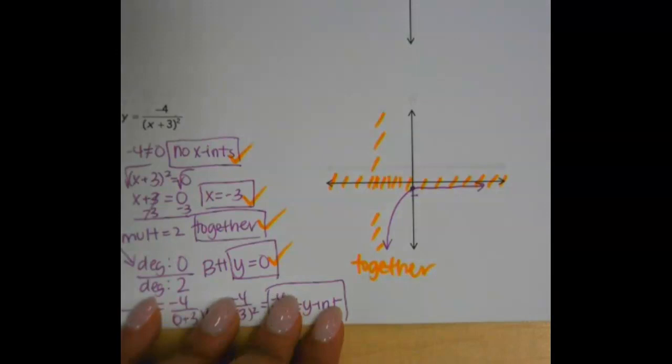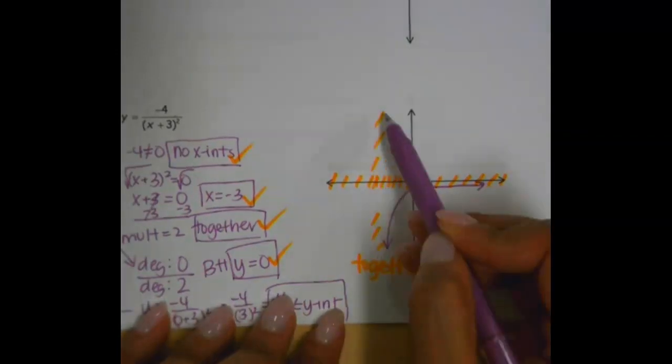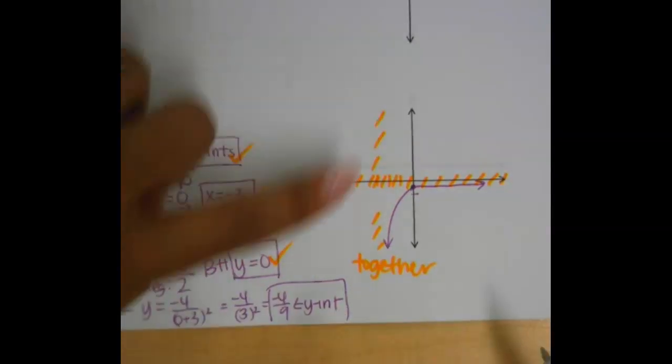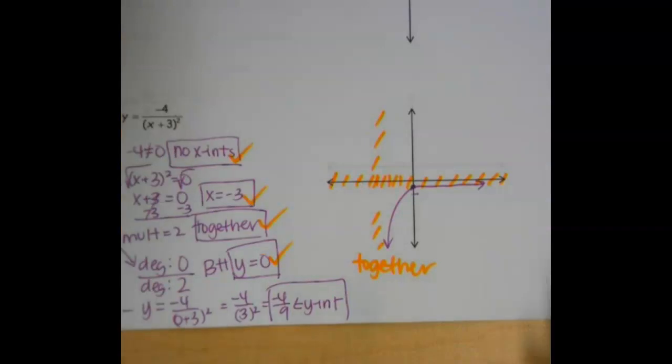Okay, now it's together. So take a look up here. No matter what, the other part of this curve has got to be on the other side of this vertical asymptote, for sure. It's either going to be in this quadrant or this one. Okay, so we need to think together.